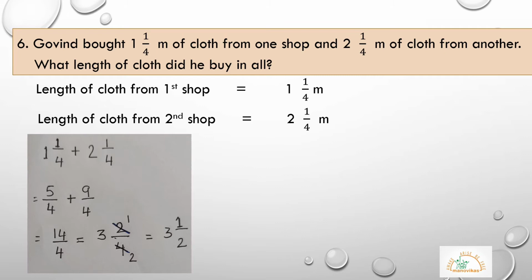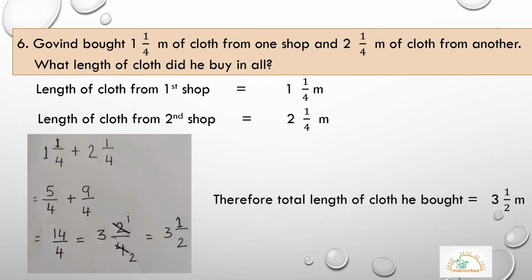14 upon 4. You convert it into a mixed number, you get 3 whole 2 upon 4. But if you see, 2 and 4 can still be reduced. So you cancel: 2 ones are 2, 2 twos are 4. You get 3 whole 1 upon 2. Therefore, total length of cloth he bought is equal to 3 whole 1 upon 2 meters.